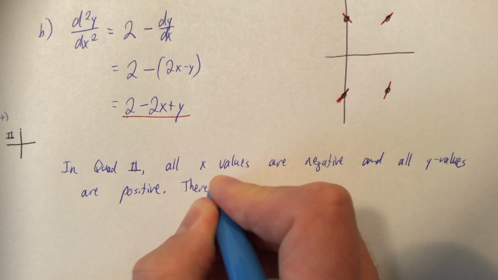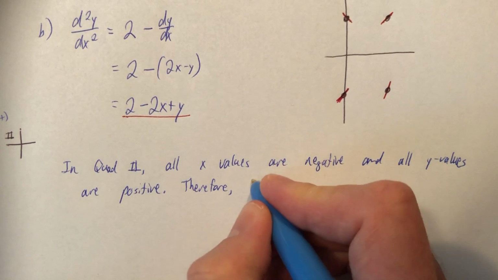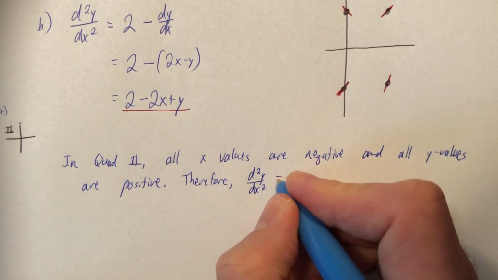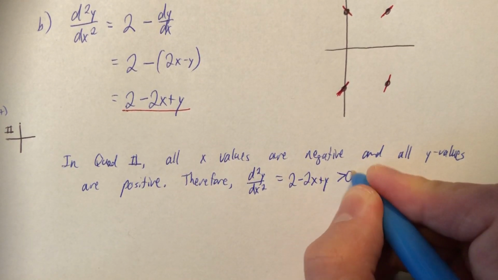Therefore, stream of consciousness here, but this is working. Therefore, my second derivative, I'm going to be kind of specific here, which is 2 minus 2x plus y, is always greater than 0.